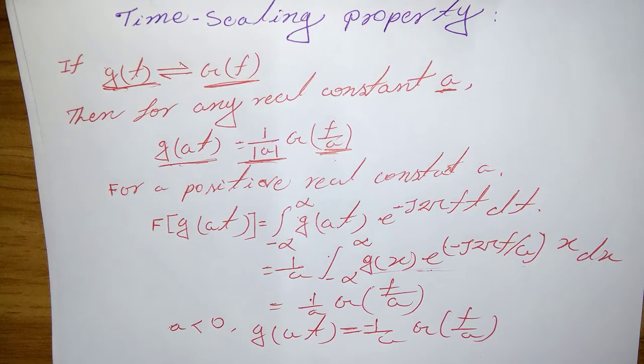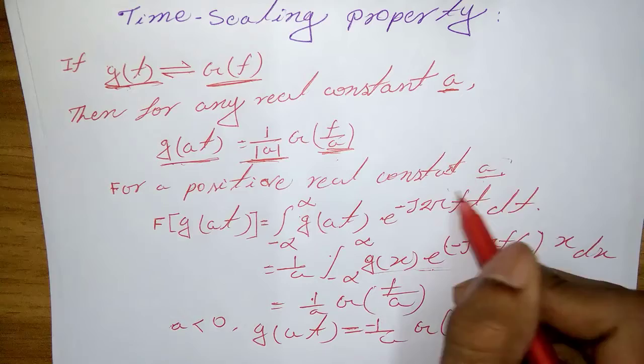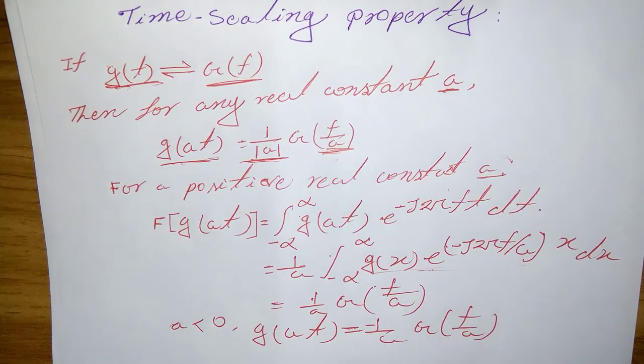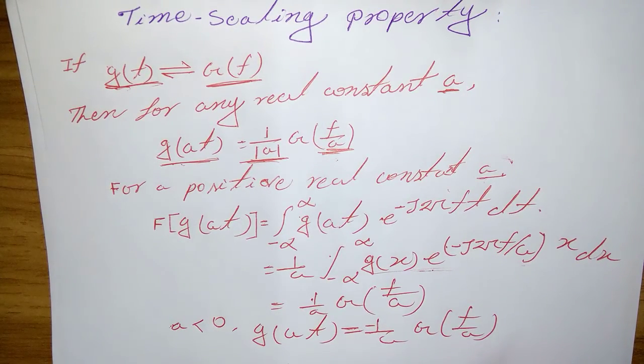Intuitively, compression in time by a factor means that the signal is varying more rapidly by the same factor. So to synthesize such a signal, the frequencies of its sinusoidal components must be increased by the same factor. Like I use here the factor a, so increased by a. Clear? Next, implying that its frequency spectrum is expanded.